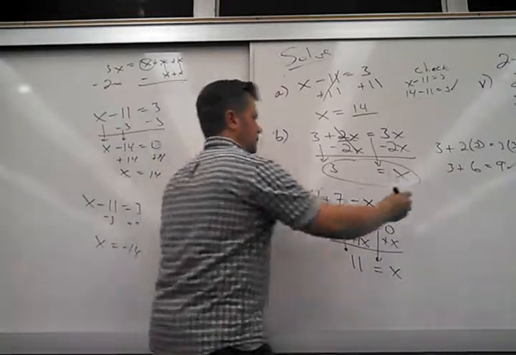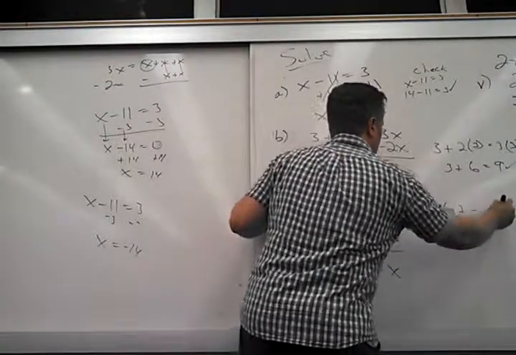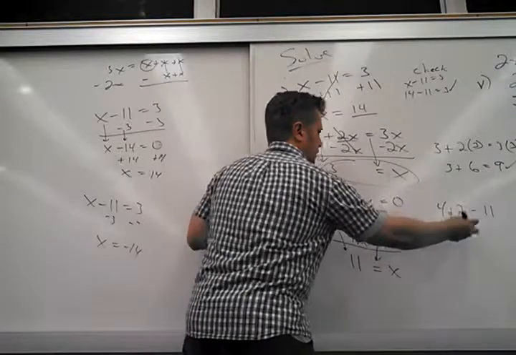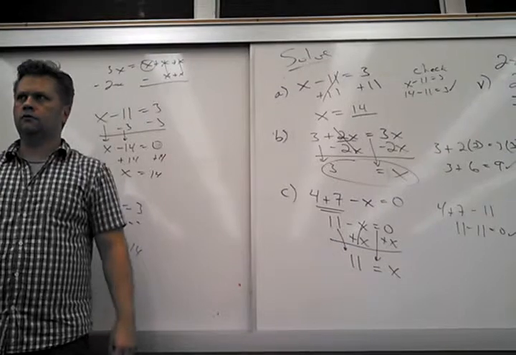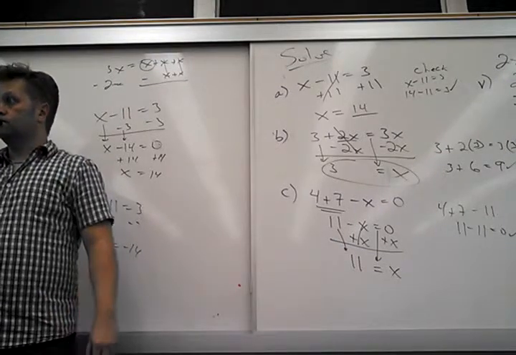And then to check it again, 4 plus 7 minus 11. 4 plus 7 is 11. Minus 11 is 0. Check. It works. Yes, sir. Can't you do it the other way?